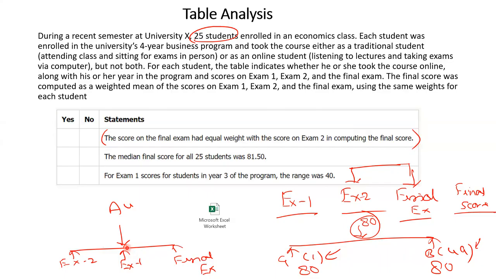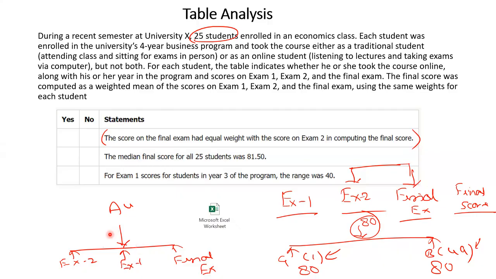This is a slightly tricky concept to understand, but I'm hoping you get it. So now what we are looking for is, when we open the Excel, out of the 25 students whose data is presented, we would look for a student whose exam one score is exactly in the middle of that candidate's score in exam 2 and final exam. And for that particular candidate, if that candidate's final score is also the same as this score, then we know that exam 2 and final exam have the same weightages.